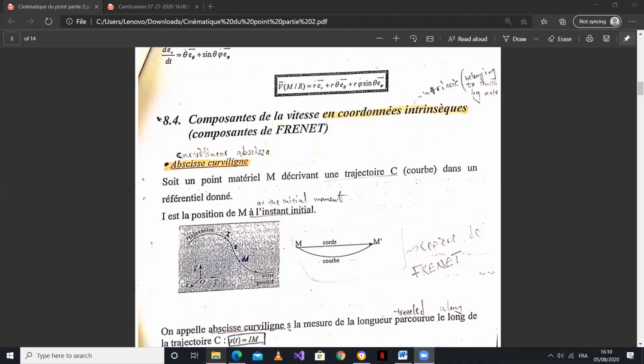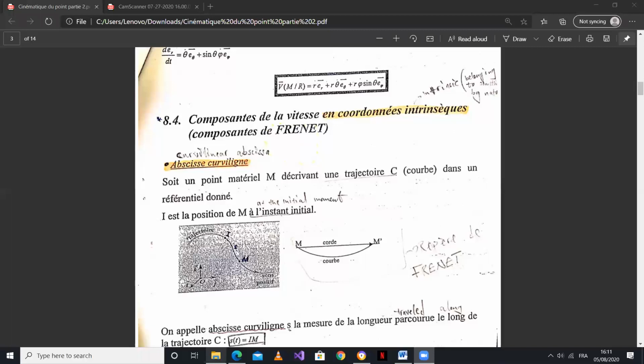We're going to look at a new système de coordonnées. So far, we have looked at a système de coordonnées cartésien, système de coordonnées cylindriques, a système de coordonnées sphériques. Now we are going to introduce another système de coordonnées, which is called système de coordonnées freinées, composante freinée, in French, freinette. Here we'll be looking at un point matériel en mouvement.